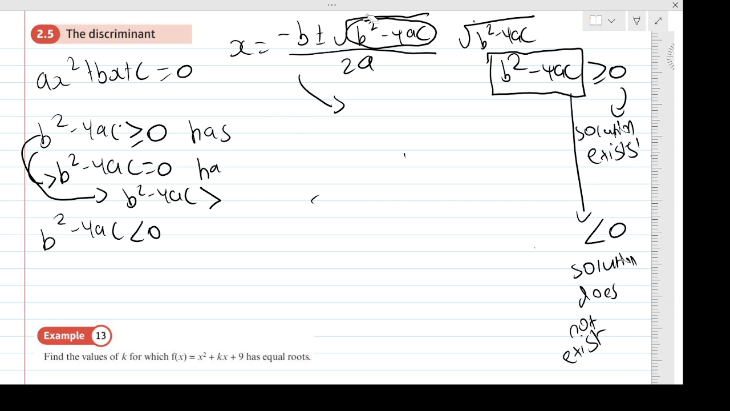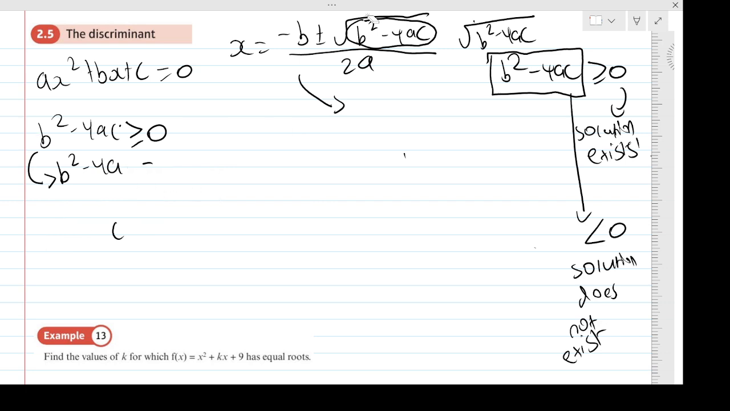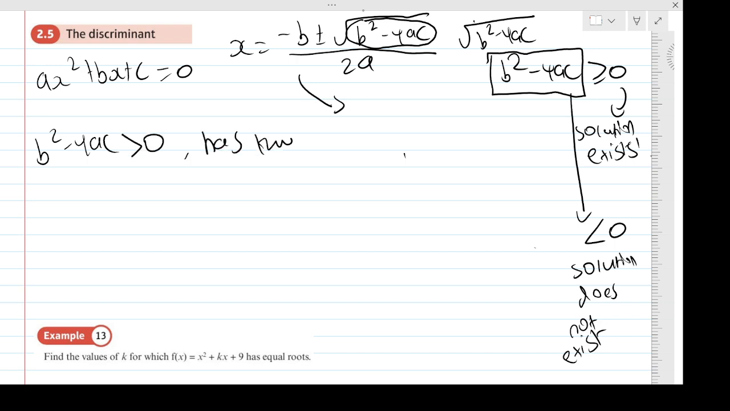So I'm going to restate it, but now we've got the actual results. We've investigated it. So the results for the discriminant is firstly b squared minus 4ac has to be greater than 0. So it has two distinct solutions. Remember, it's distinct because we're doing plus or minus. That would give us two different answers. Some people call it distinct real solutions as well.